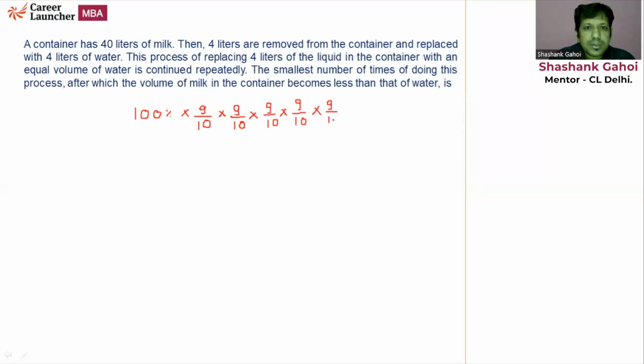90, 81, 72, 63, then 58 something, 52 something, and after this it is going to be less than 50%. So how many replacements are needed? 1, 2, 3, 4, 5, 6 and 7. So the minimum number of processes where your overall value is going to be less than 50% is going to be 7. So my answer to this particular question is going to be 7.